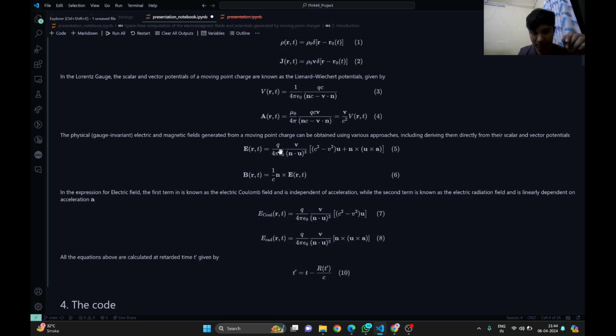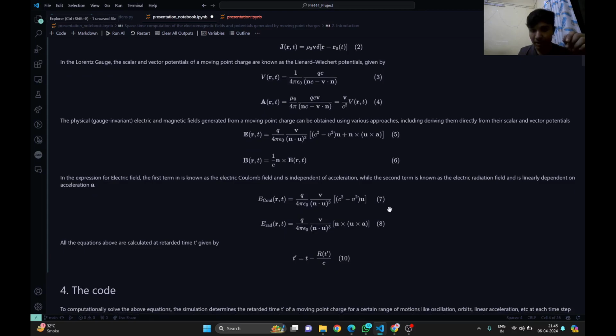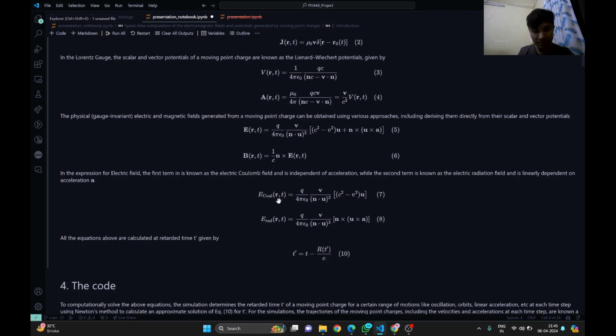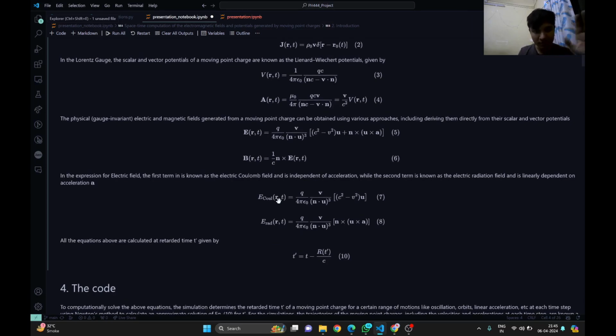And the second term, so this entire thing into the vector triple product of n cross u cross a, is the electric radiation field. The electric radiation field is linearly dependent on the acceleration a, while the electric Coulomb field is independent of acceleration. This shall make more sense in the plots. And all of these equations are calculated at retarded time t dash, where t dash is given by t, the normal time, minus r(t dash) by c, where r is the distance between the observation point and the retarded time point.